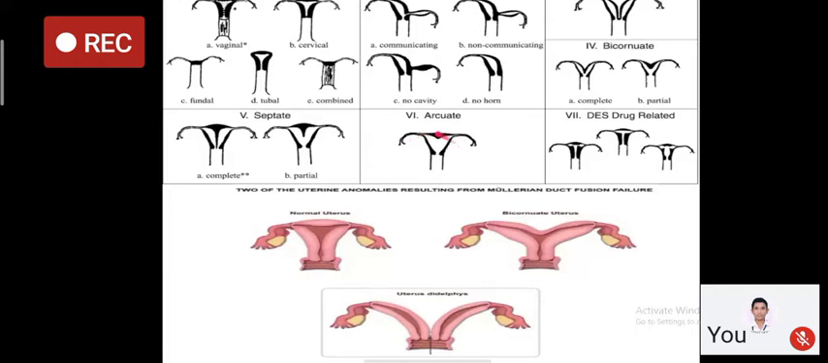And there is the arcuate uterus. What is in arcuate? Arcuate is more similar to the septate, but there is no septa. In arcuate, the fundus is a little thicker. These drug related abnormalities are different, because DES was withdrawn by the FDA around 40-50 years back. So right now we are not getting this type of picture.